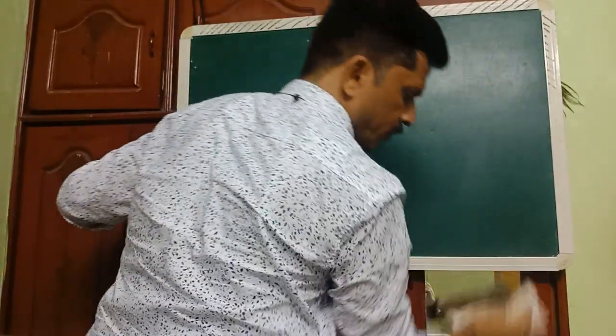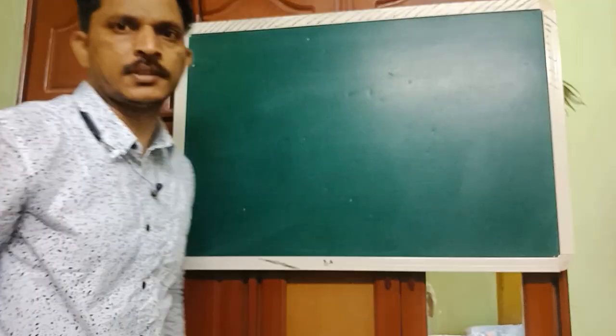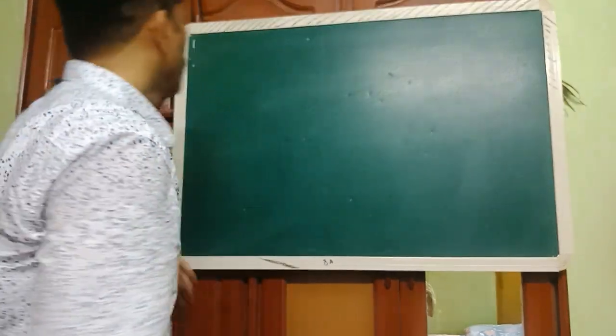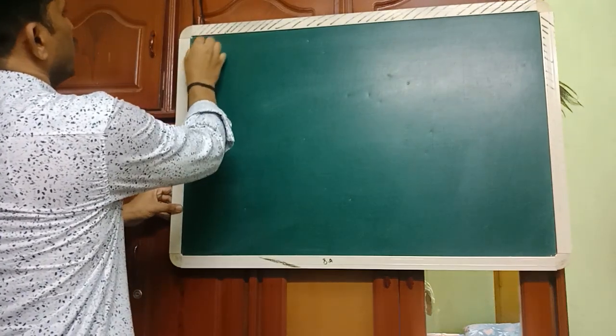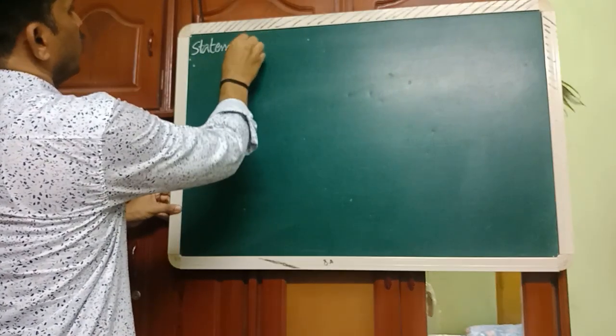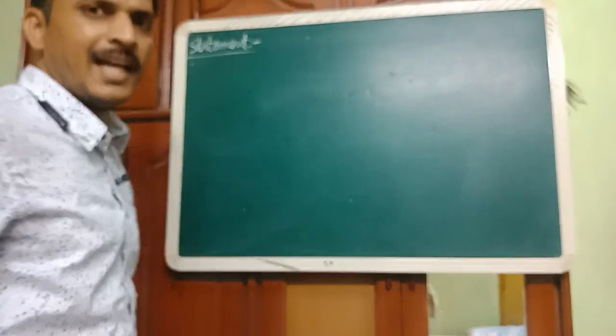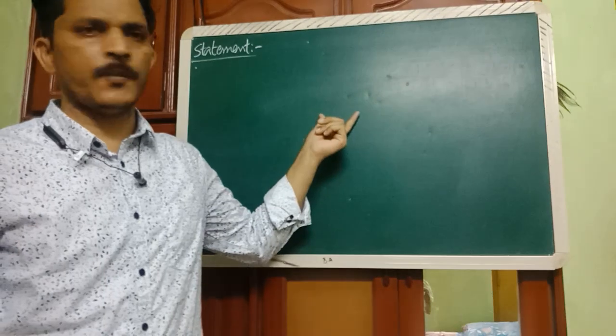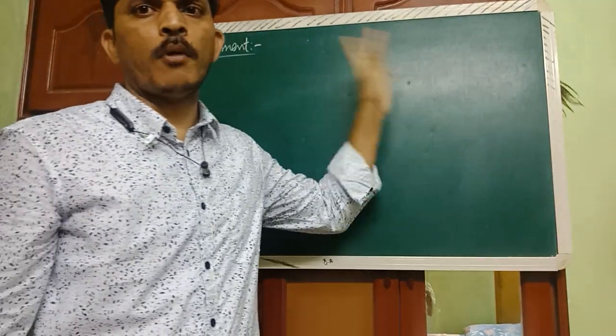This is the concept. I will go now to theorems. Theorem 10.1. In circles you have two theorems, one is the 10.1 theorem and the other is the 10.2 theorem. So what is the 10.1 theorem? What is the statement of the theorem? The tangent at any point of a circle is perpendicular to the radius through the point of contact.